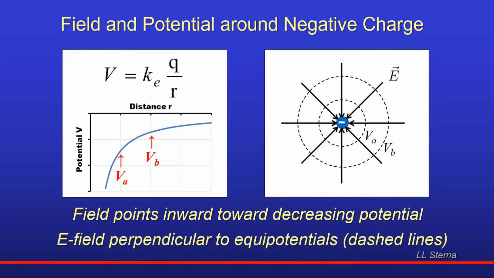Since electric field depends upon change in potential, there is no component of the electric field along an equipotential. Electric field is always perpendicular to the equipotential lines.